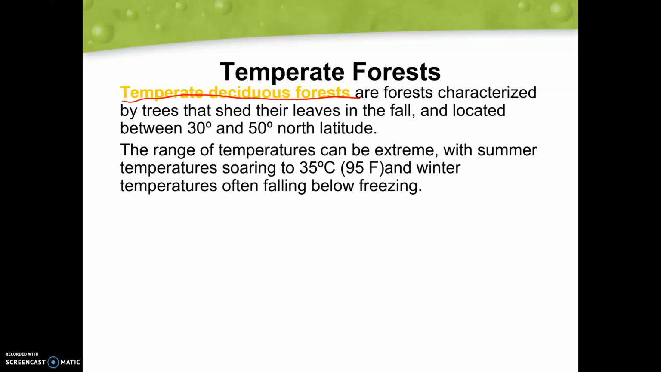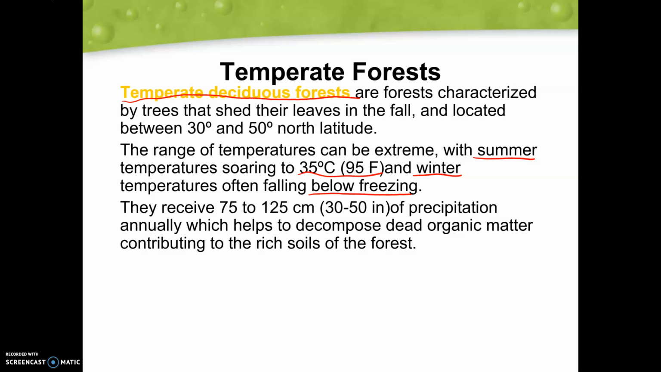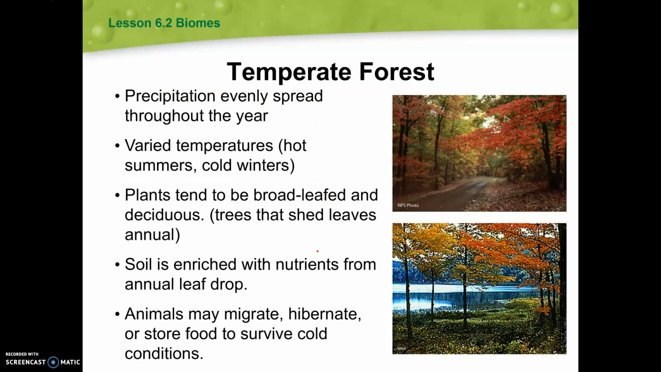So these temperatures can range to extremes. We can see summers that have highs of 35 degrees Celsius or 95 degrees Fahrenheit, and winters with temperatures that fall below freezing. So we know that big temperature fluctuation is a characteristic here. We also receive 75 to 125 centimeters, or 30 to 50 inches, of precipitation annually. That's per year, which helps decompose that organic matter and contributes to these really, really rich soils that we see in our temperate deciduous forests.